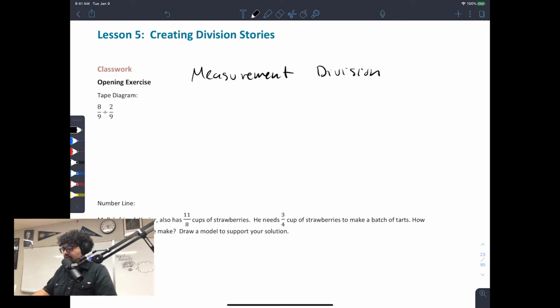For this one, we focus on building our tape diagram based on the first fraction. Then we are going to break that into groups of 2 ninths. So let's build a box that has 9 boxes, and then we're going to shade 8 out of the 9. It will look like this.